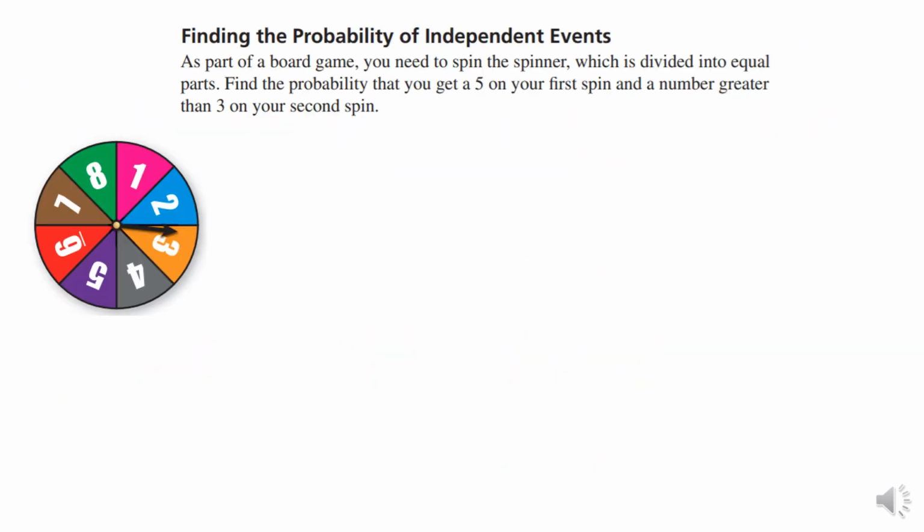All right, so now we're going to find the actual probability. Remember, the formula is the probability of A and B equals the probability of A times the probability of B. Okay, so as part of a board game, you need to spin the spinner, which is divided into equal parts. Find the probability you get a 5 on your first spin and a number greater than 3 on your second spin. So right away we know that how you spin on the first one and how you spin on the second one are independent.